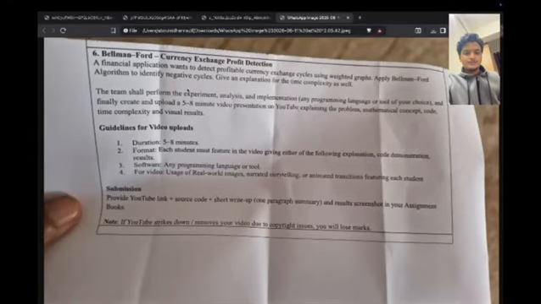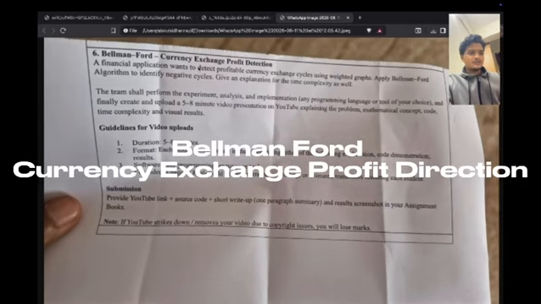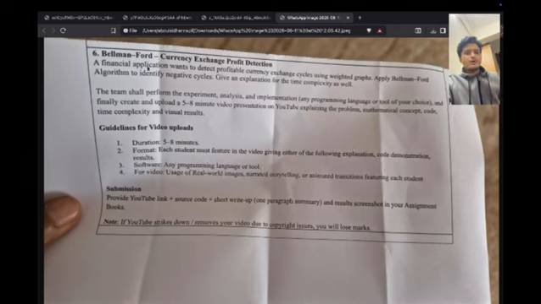Today I'll be introducing our project titled Bellman-Ford Currency Exchange Profit Detection. The problem is: a financial application wants to detect profitable currency exchange cycles using a weighted graph by applying the Bellman-Ford algorithm. Have you ever wondered whether it is possible to make a profit simply by exchanging currencies?